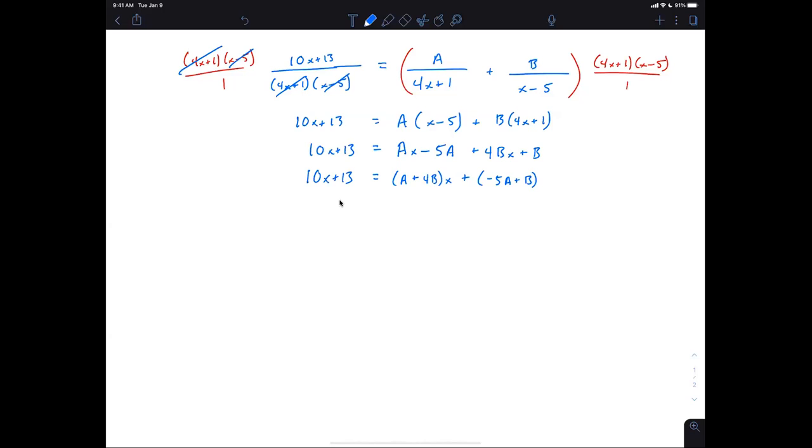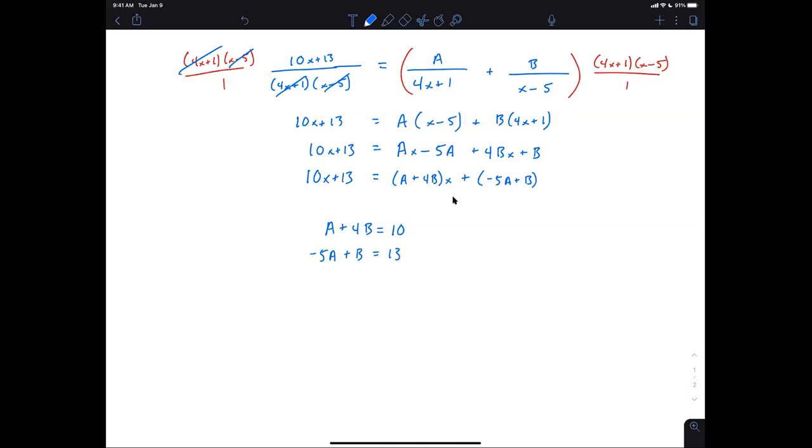And now the idea is this polynomial on the left must be the same as this polynomial on the right. So this has to be 10x plus 13. Does that make sense? Everybody clear? So then A plus 4B has to equal what? 10. So because the left-hand side is 10x plus 13 and the right-hand side is 10x plus 13, then A plus 4B is 10. And then negative 5A plus B is 13. Does that make sense to everybody? Any questions so far?